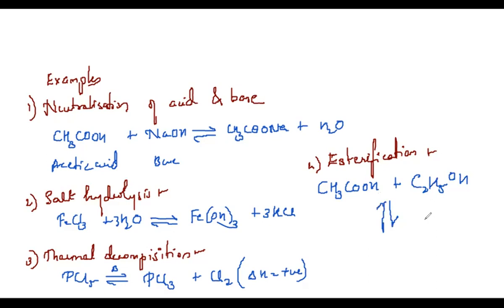In presence of an acid, so in presence of H plus, that is, I take H2SO4 here. What do I get? I get CH3COOC2H5 plus H2O. Okay, so the compound formed is called what? It is called ester. Therefore, this reaction is called esterification reaction.